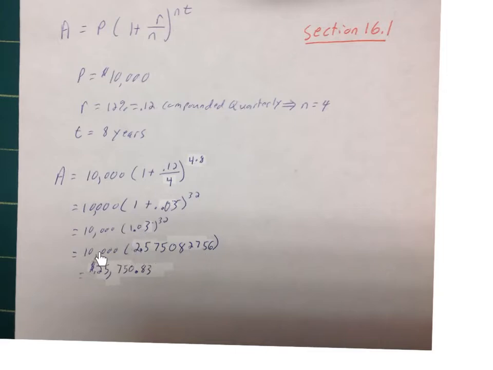Multiply that by 10,000, so that's just going to move the decimal over 4 places, and then you want to round to the nearest penny, so this next digit's a 7, so I would add 1 to that and make it a 3. So it's $25,750.83 is how much money you would have after 8 years with this interest rate and that original amount of principal.